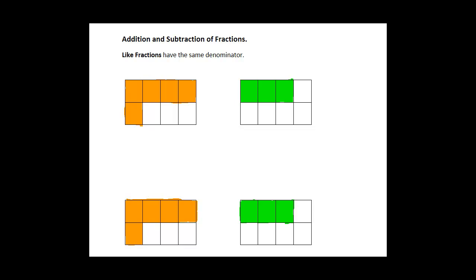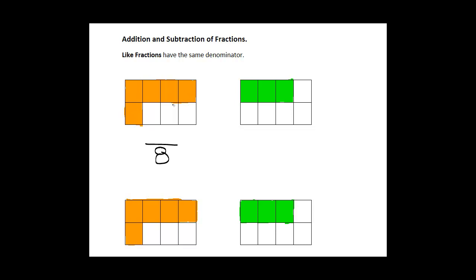Addition and subtraction of fractions. We define like fractions as those fractions that have the same denominator. So looking at our pictures here, we remember that the denominator is the number of pieces that the whole is cut into. So our denominator is 8, and our numerator is how many of those I have.